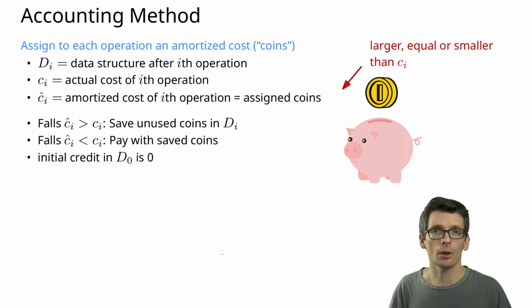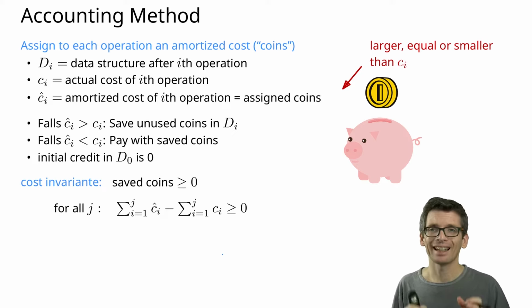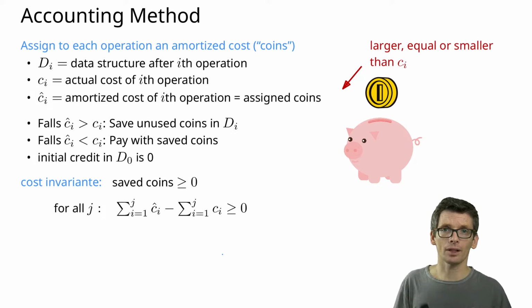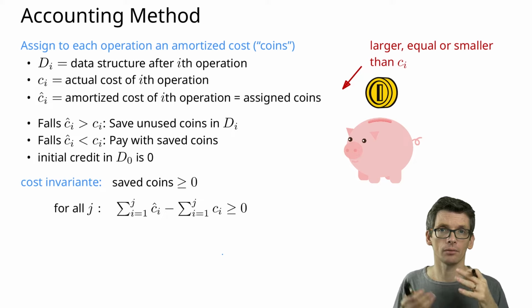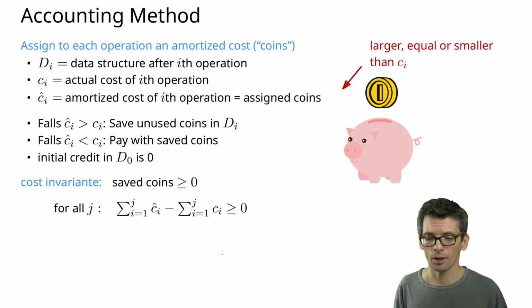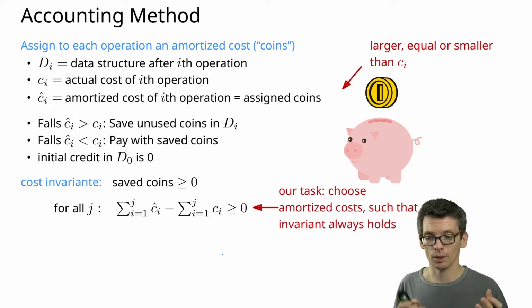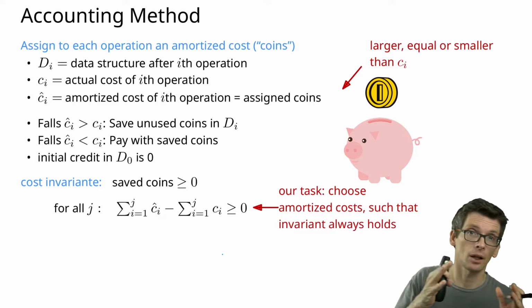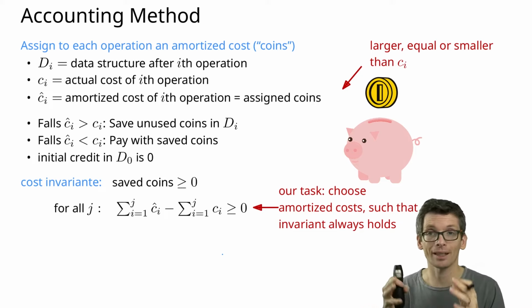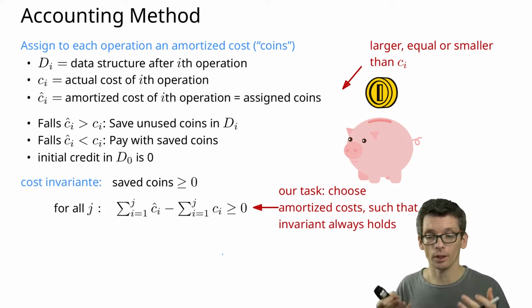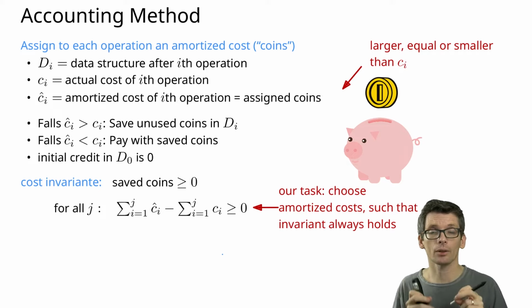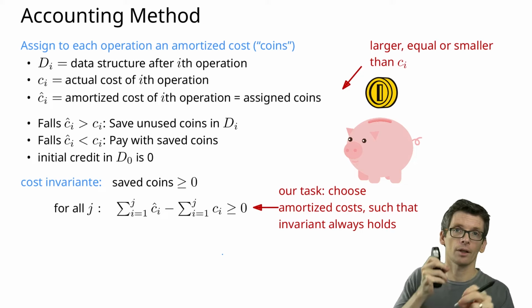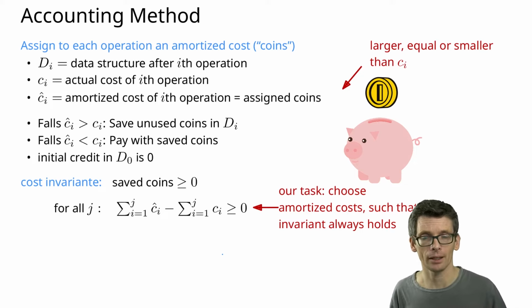The invariant that we want to maintain will be the following, namely that at all times the saved coins are larger or equal to 0, so no negative. In formulas this means, because saved coins means amortized cost minus actual cost, that the sum of amortized cost minus the sum of actual cost at any point in an algorithm should be non-negative. And our task will be to pick the amortized costs in such a way that this invariant can be maintained.